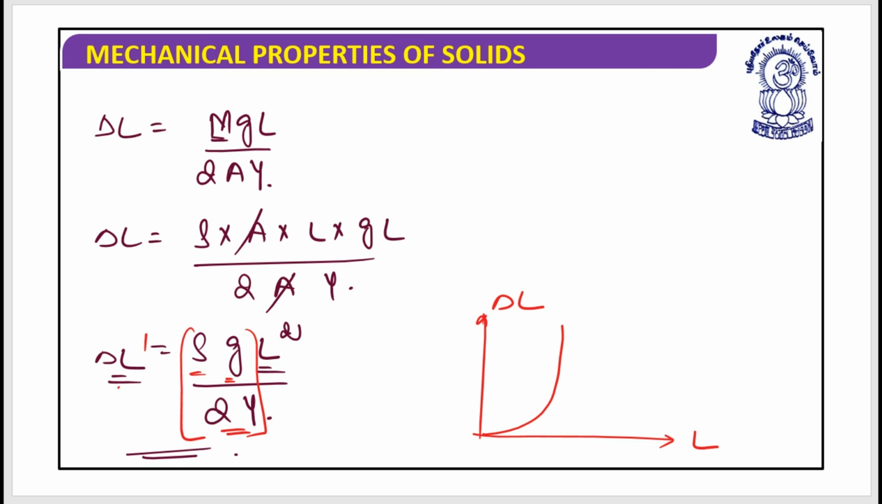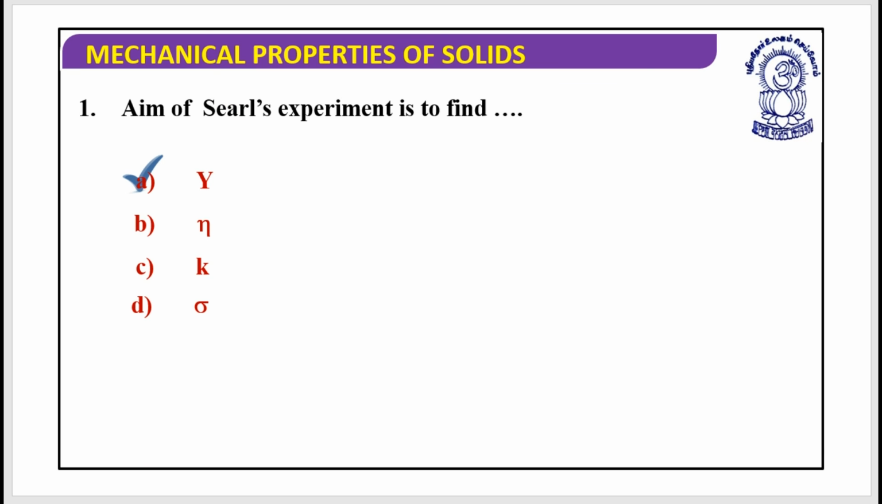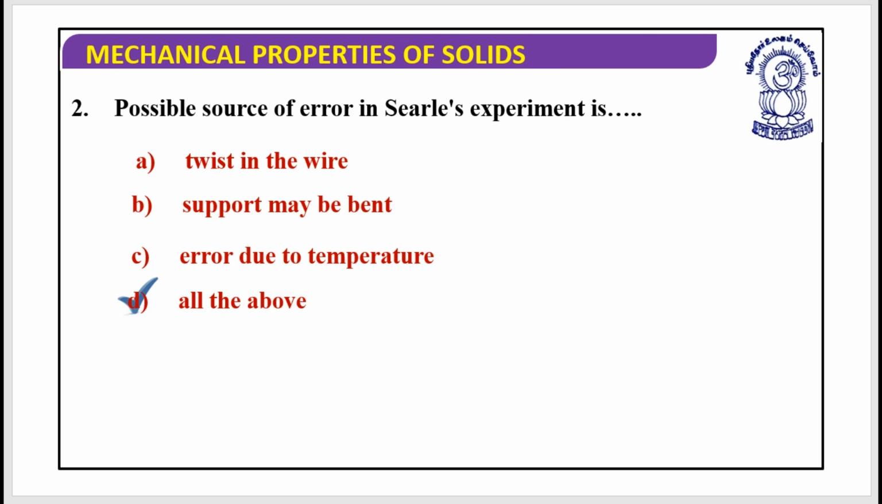But before we wind it up, I would like to have two quick questions. The aim of Searle's experiment is to find the Young's modulus. Searle is a scientist who performed an experiment to find out the Young's modulus. Please remember this. Next, possible sources of error in Searle's experiment are a twist in the wire, the support may be bent, error due to temperature. All these could be possible sources of error in Searle's experiment.